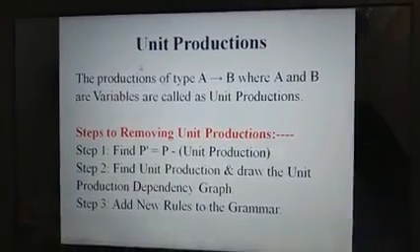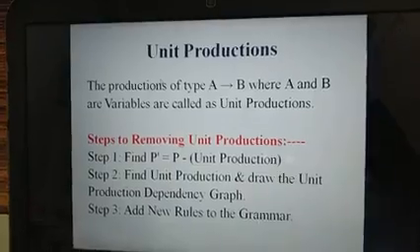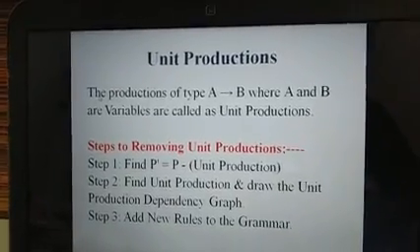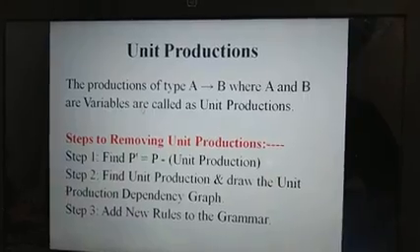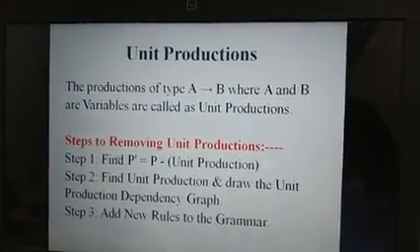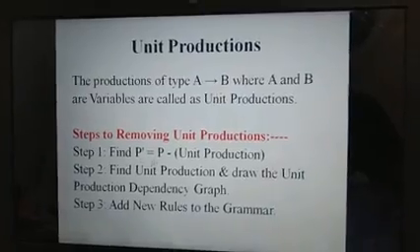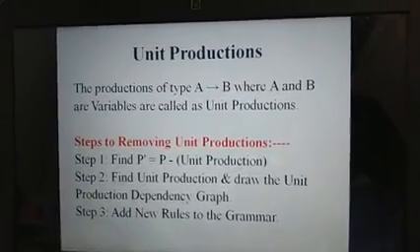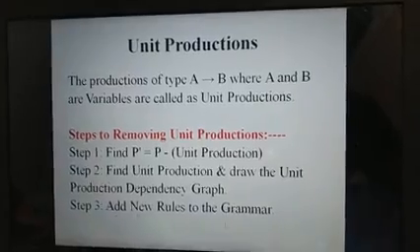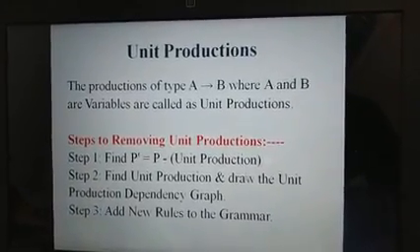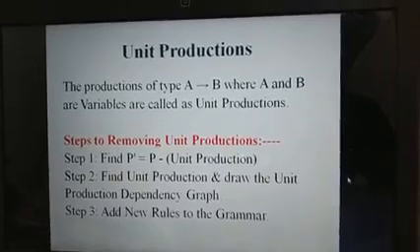Now we can see the unit production and how we can remove it. The production of the type A produces B, where A and B are variables, is called a unit production. The steps to remove unit production: Step 1, find P dash equal to P minus unit productions. Step 2, find the unit productions and draw the unit production dependency graph. Step 3, add new rules to the grammar. Now we will discuss each of these steps for removing the unit production one by one.